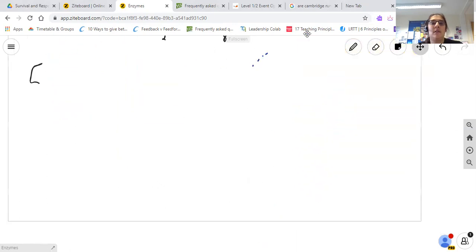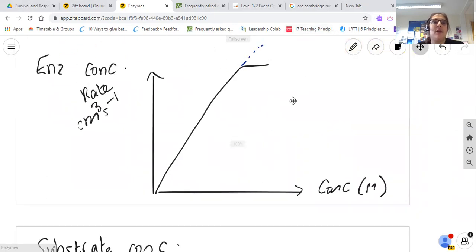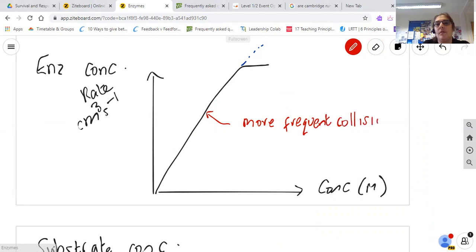Okay, so what about enzyme concentration? So enzyme concentration is slightly different. You'll see as the concentration of the enzyme increases, the rate increases. Now, it might increase forever, but it is possible that it will level off. Now, it's fairly obvious why it's increasing here. You're getting increased concentration, so you're going to get more frequent collisions, which leads you to more enzyme substrate complexes per second.